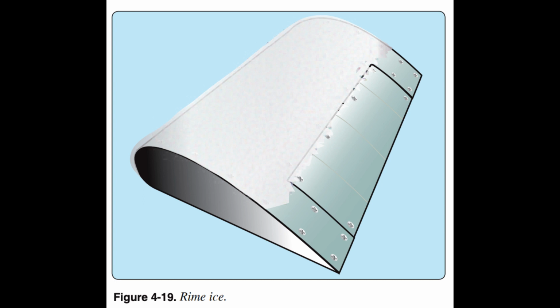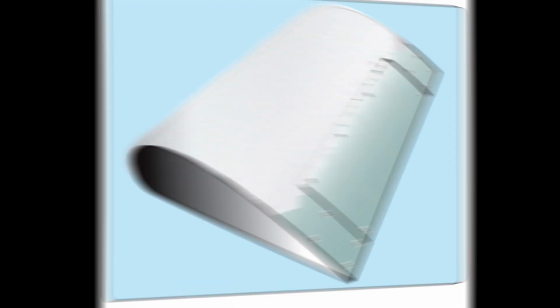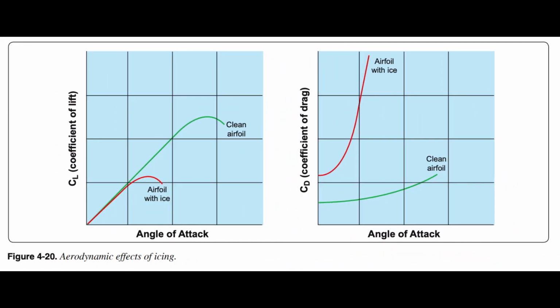Mixed ice. Mixed ice is a combination of clear and rime ice formed on the same surface. It is the shape and roughness of the ice that is most important from an aerodynamic point of view. General effects of icing on airfoils. The most hazardous aspect of structural icing is its aerodynamic effects.